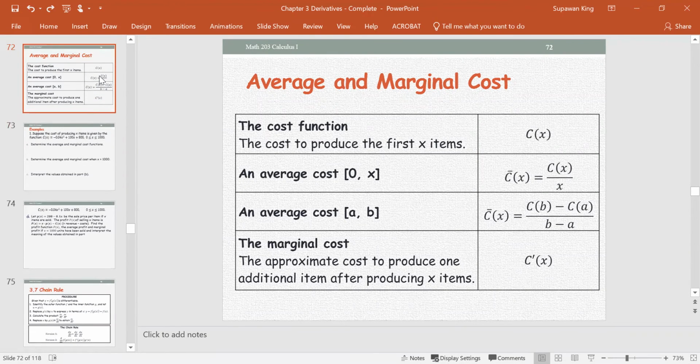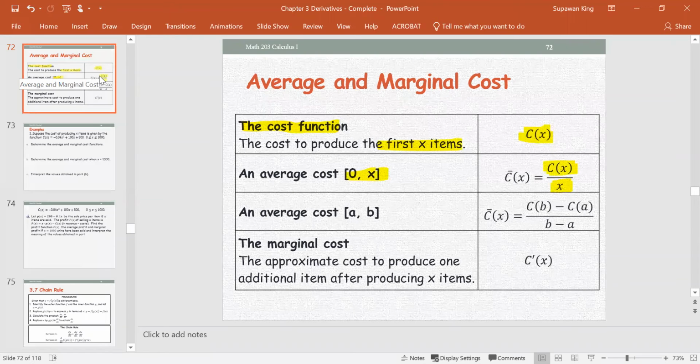Let's look at the applications in business. The average and marginal cost. The cost function using the notation C of x is the cost of producing the first x items. The average cost of producing the first x items is C bar of x equals the total cost divided by x, or C of x divided by x.